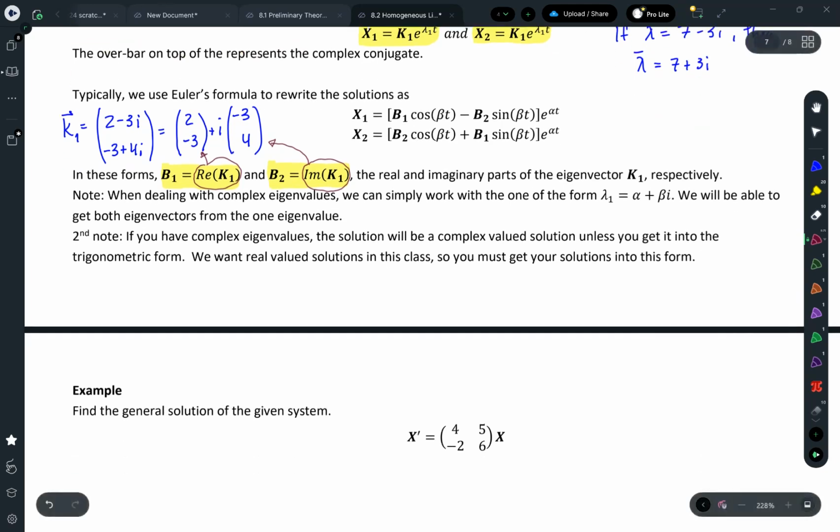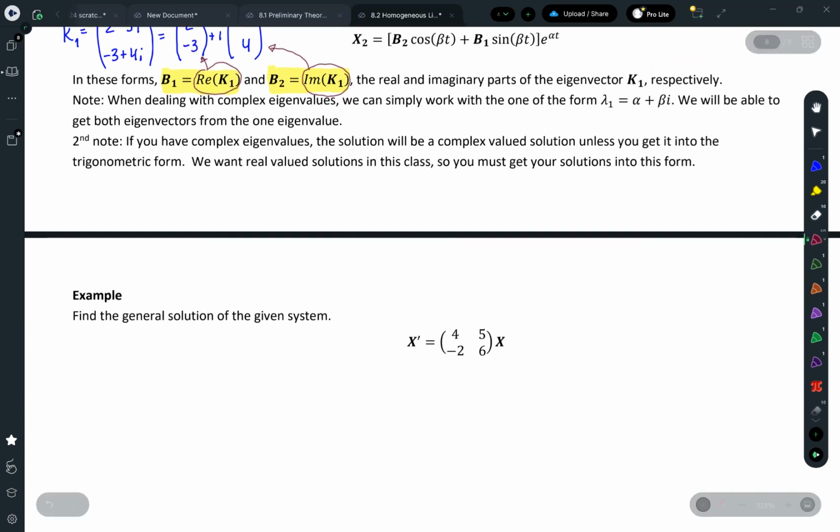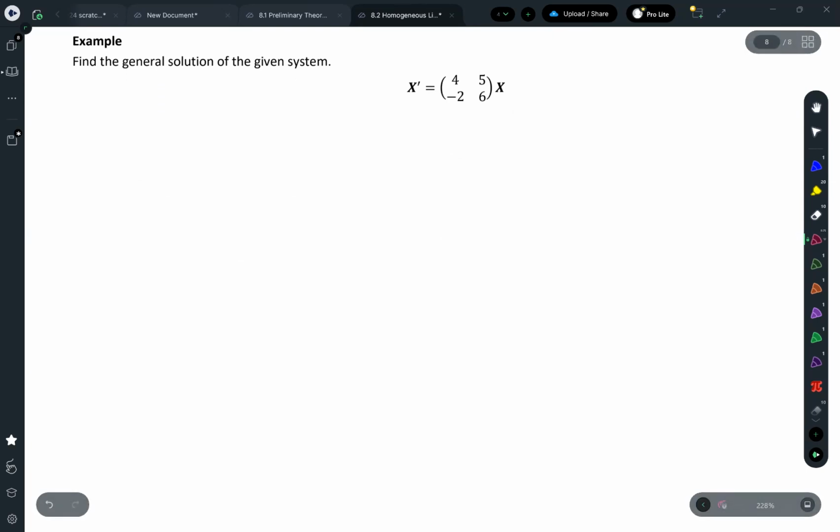Okay, let's do an example so we can tie this all together and then be done, not only with this section, but with this chapter and with this course. So let's find the general solution of the given system. X prime equals the matrix with components 4, 5, negative 2, 6 times x. We first need to find the determinant of A minus lambda I and set it equal to 0 and then solve to find lambda.